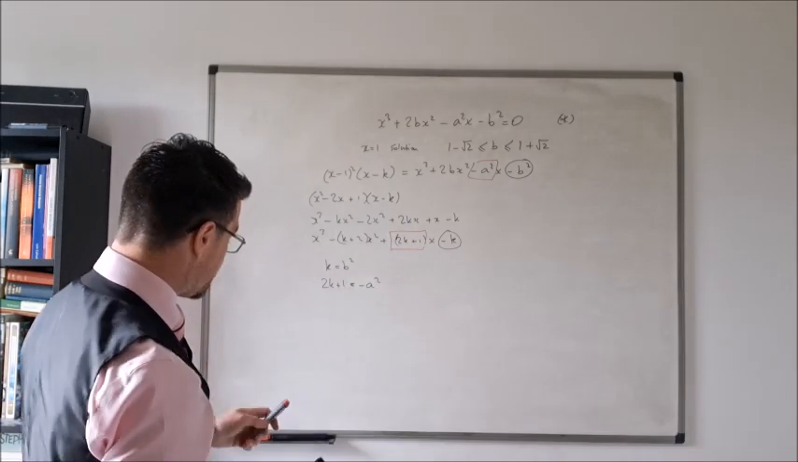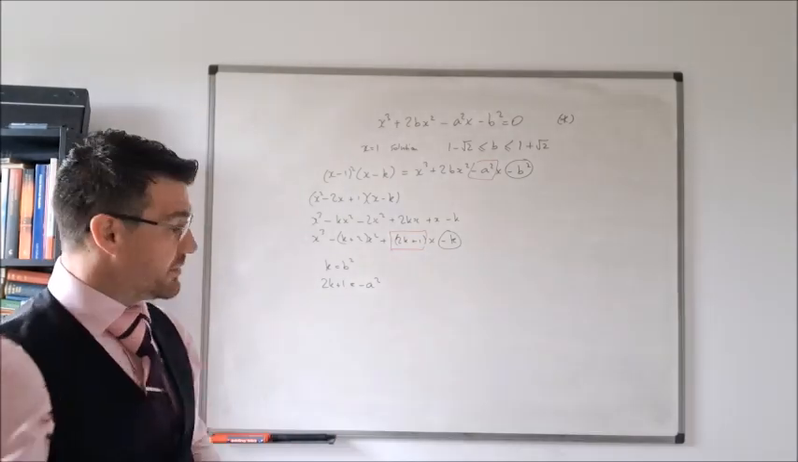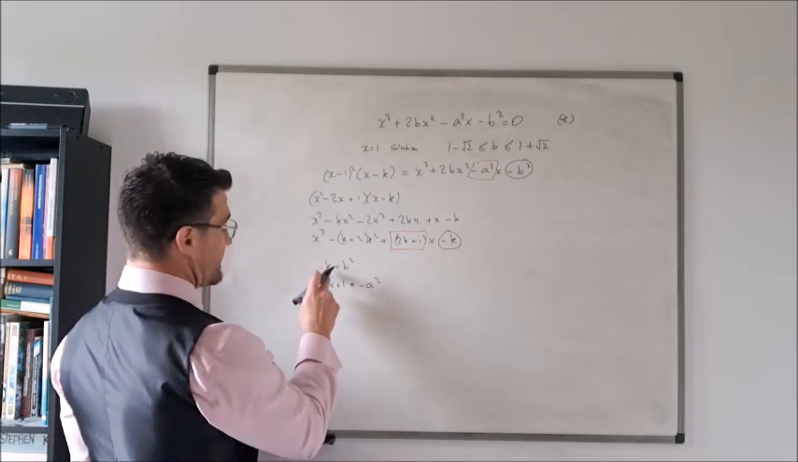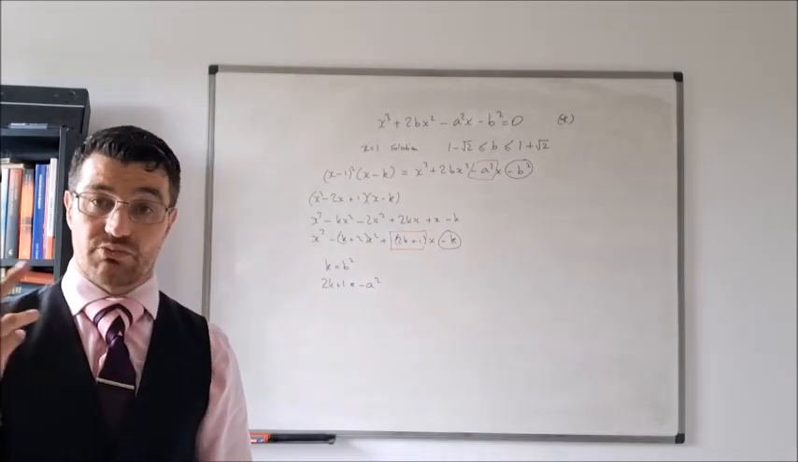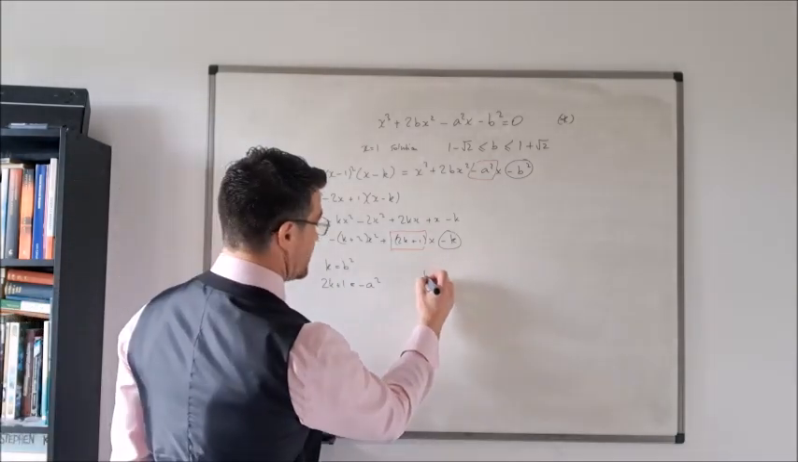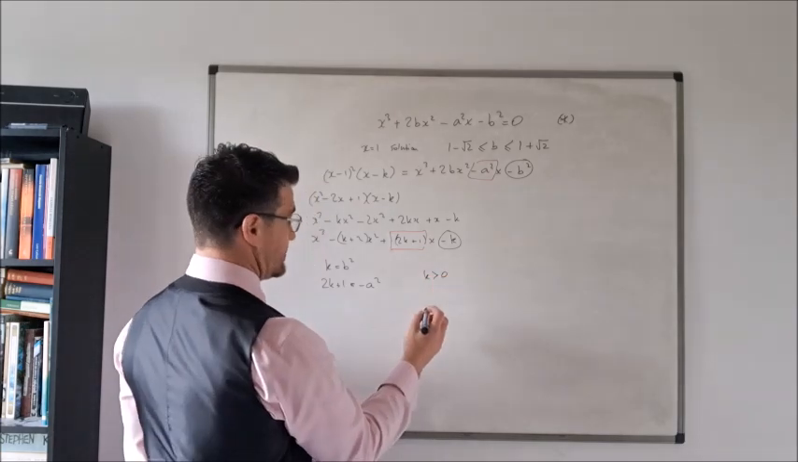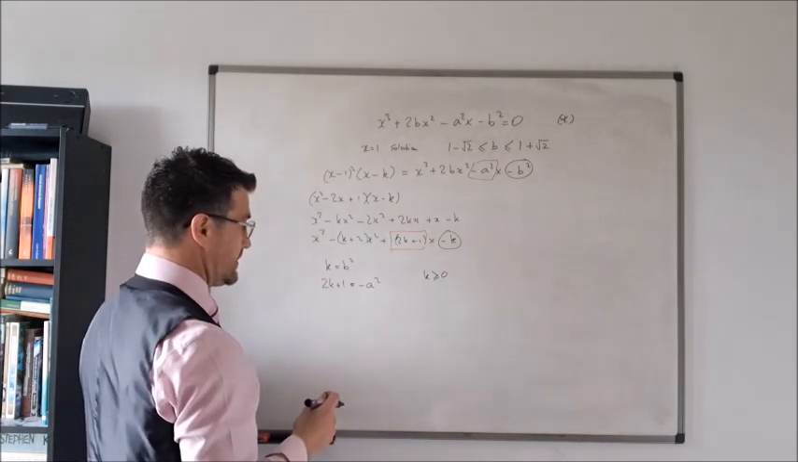Right, that's better. So we can see that there's a problem here. Why? Well, if k is equal to b squared, again, b is a real number, so k is going to be greater than or equal to 0.